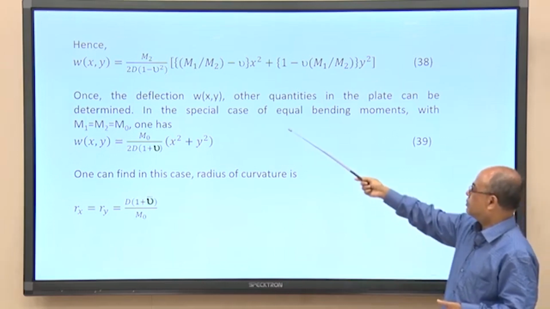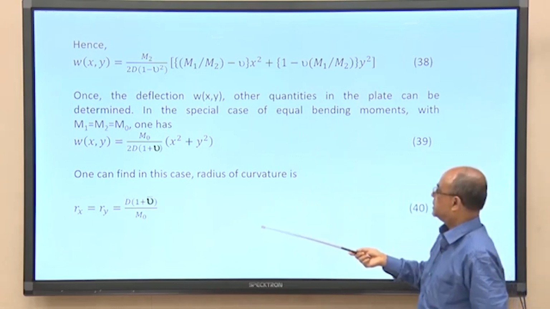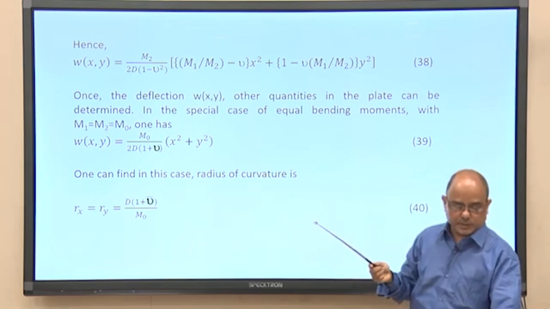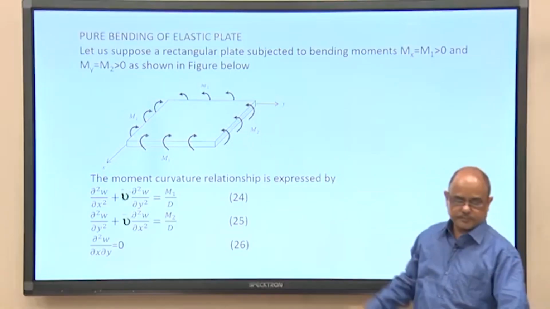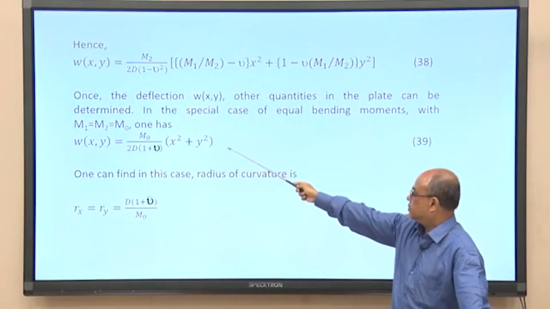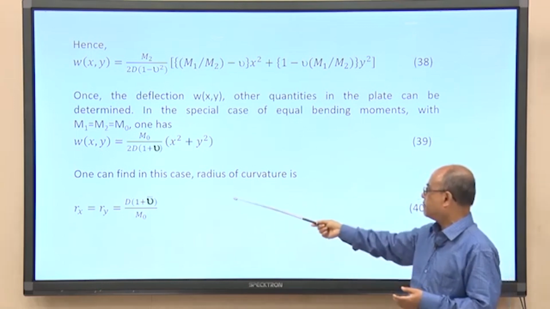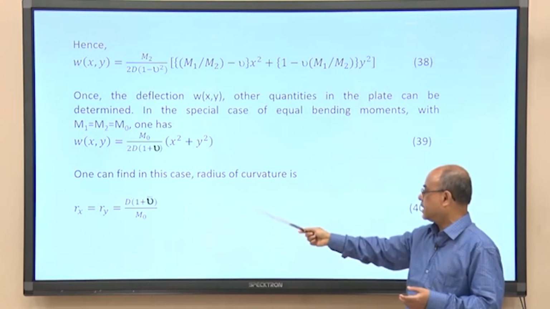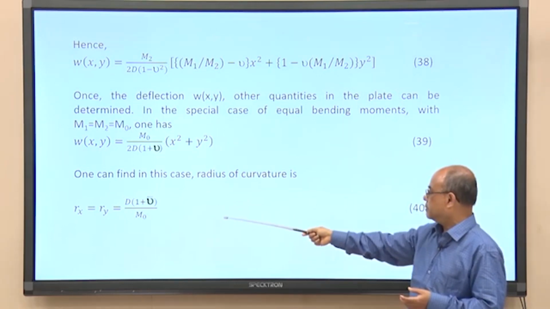So, once the deflection w x y is known, other quantities in the plate can be determined, that is the usual practice. But if I take m 1 is equal to m 2 is equal to some constant value, that means the plate is bent by equal couples on all sides, okay. Then you will get an interesting thing: w x y is becoming this. So, this indicates the surface deflects in the form of a part of a sphere. So, one can find in this case the radius of curvature as r x equal to r y equal to d plus mu divided by m naught.